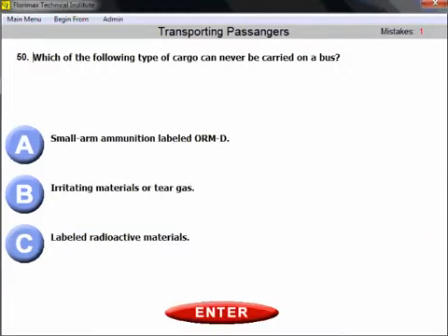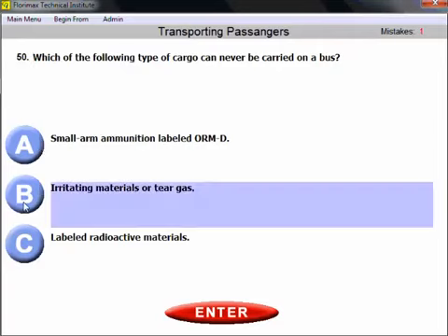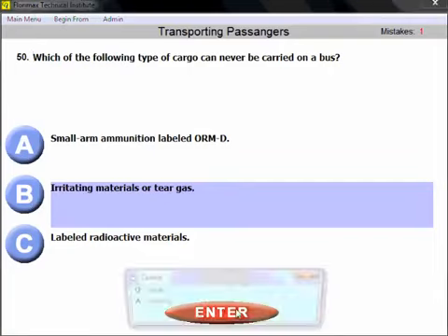Question number 50. Which of the following type of cargo can never be carried on a bus? Well, that's exactly the type of question we already have been asked. And again, it's irritating materials or tear gas. The right answer, the correct choice. That's the type of cargo which can never be carried on a bus.